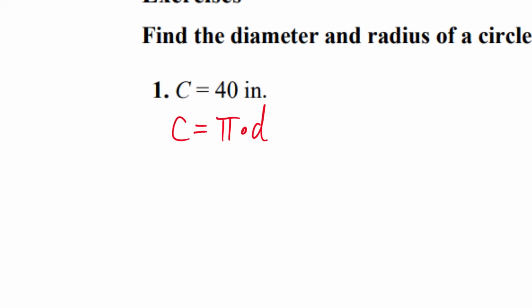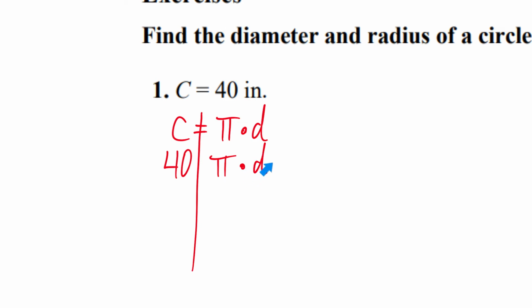Now notice what's going on here. This time they're giving us the circumference and I'm looking for the diameter, instead of knowing the diameter and looking for the circumference. So I'm just going to plug in 40 for C. I know the circumference is 40, so I'm plugging in 40 there. Pi times the diameter. Now I'm solving for the diameter. I want to know what the diameter is.